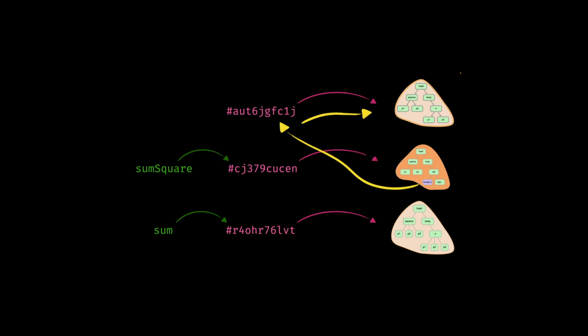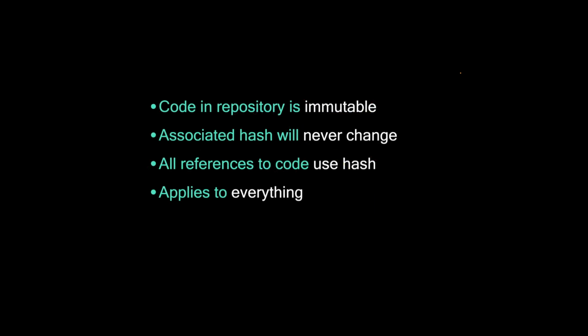It is always available and it is always referenced via that hash, the AST hash. So in Unison, all of our code is stored in a repository and all of that code is immutable. And because the hash value is derived from that code, the hash value is also immutable. And the two of them will always refer to each other. All references to the code that we run is done using that hash.